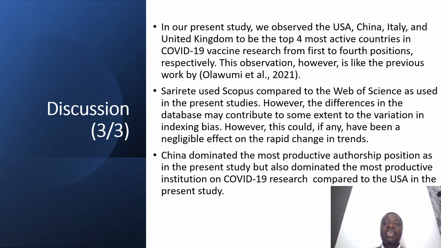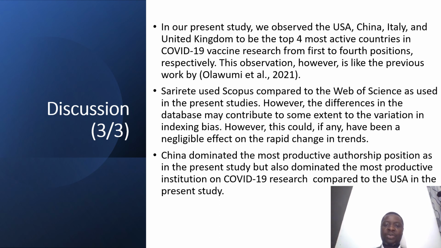In our present study, we observe the United States, China, Italy, and United Kingdom to be the top four most active countries in COVID-19 vaccine research from first to fourth positions, respectively. This observation, however, is like the previous work by Olawumi et al. 2021. They used Scopus compared to the Web of Science as used in the present study. However, the differences in the database may contribute to some extent to the variation in indexing bias. However, this could, if any, have been a negligible effect on the rapid change in trends.